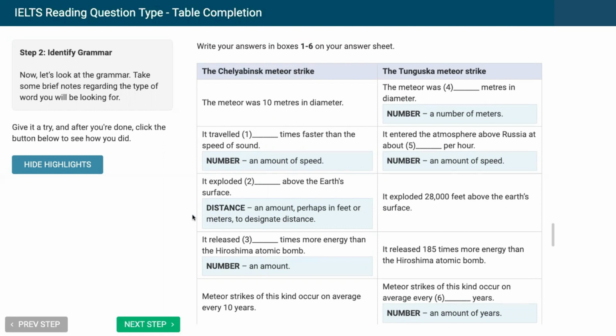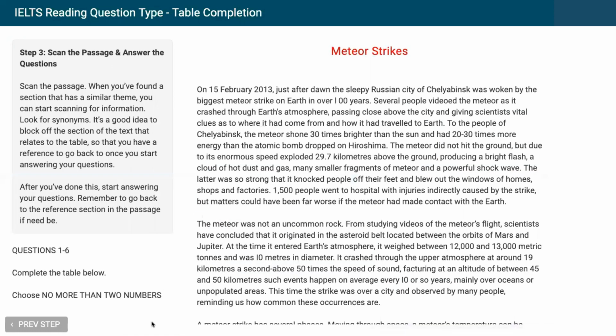All right, excellent. Let's continue to scanning our passage. Step 3, scan the passage and then answer the questions. So we're going to scan our passage, and when we find a section that has a similar theme to our table and to our gap fills, we can start scanning for information, okay? We'll have to look for synonyms, and it's an excellent idea to block off the section.